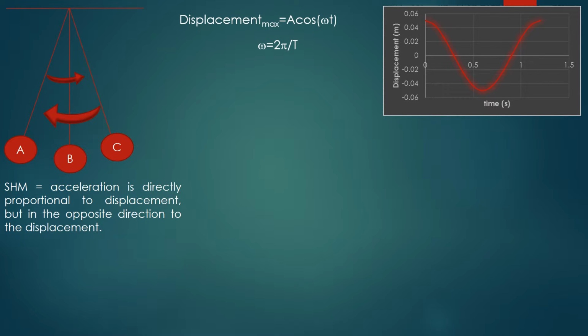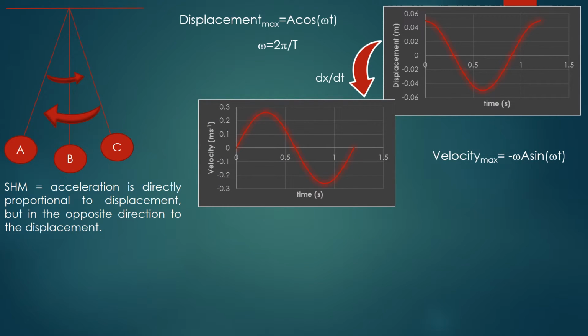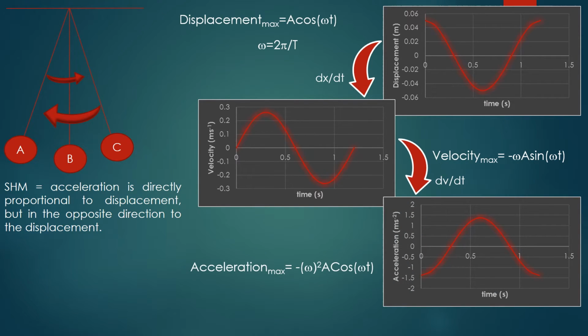It's a cos graph because at time t equal to 0, the graph is at its maximum value and the pendulum bob is at its maximum displacement. You work out the velocity by differentiating the displacement with respect to lowercase t, and you get minus omega A sine omega t. And from here you differentiate velocity to get acceleration, which is equal to minus omega squared A cos omega t.